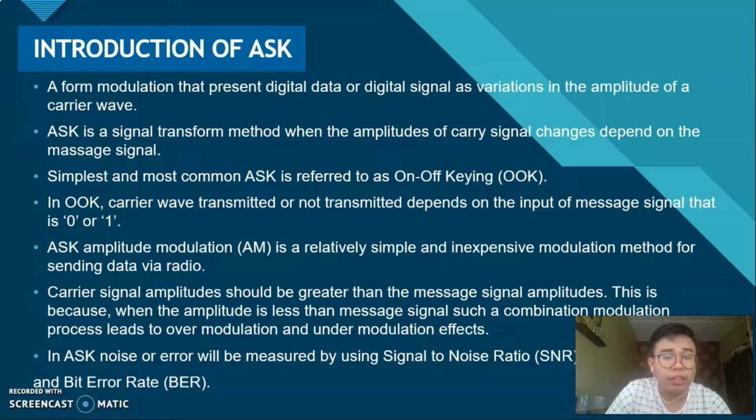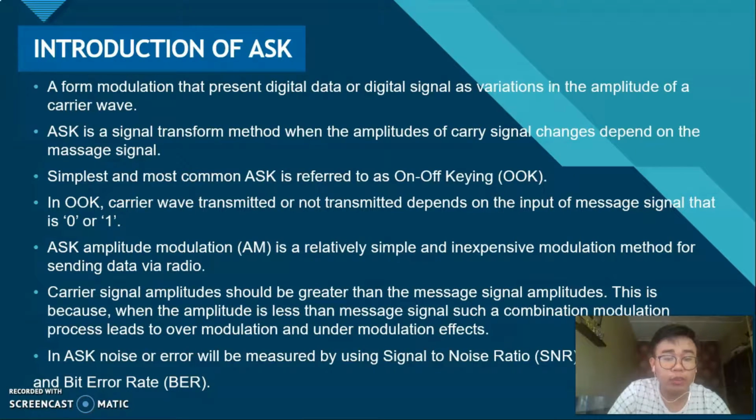ASK is a form of modulation that presents digital data or digital signal as variation in the amplitude of a carrier wave. ASK is a signal transform method where the amplitude of the carrier signal changes depending on the message signal. The simplest and most common ASK is referred to as on-off keying, which is OOK. In OOK, the carrier wave is transmitted or not transmitted depending on the input of the message signal, that is 0 or 1.